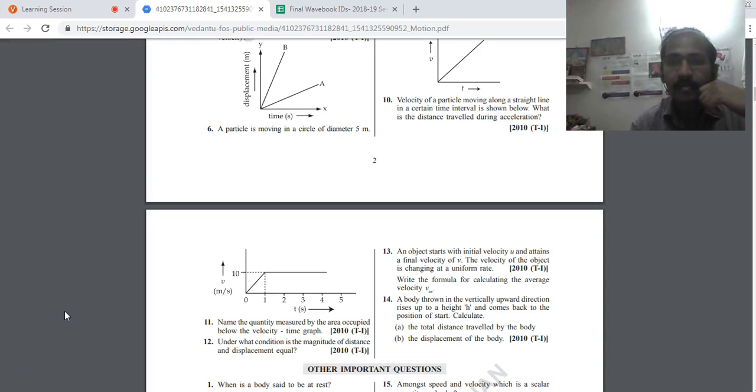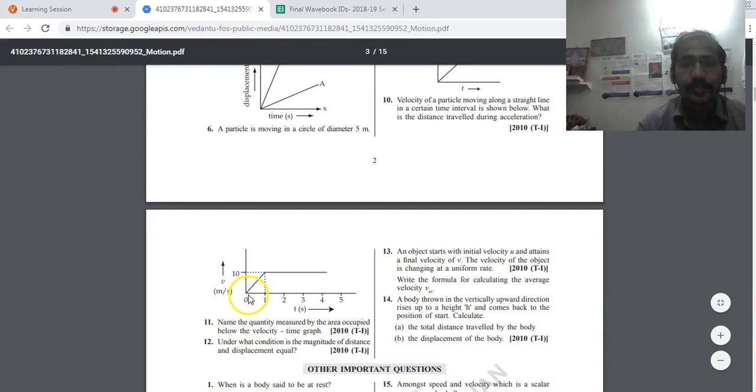The question is, velocity of a particle moving along a straight line in a certain time interval is shown below. What is the distance traveled during acceleration? The question is during acceleration.